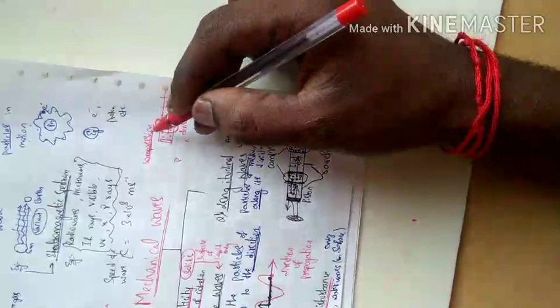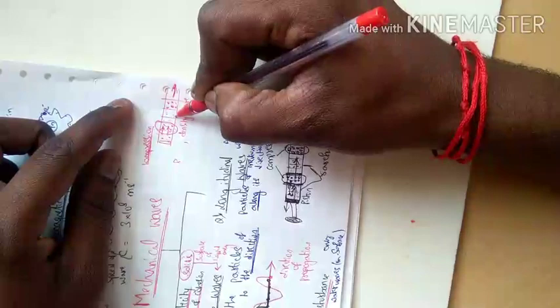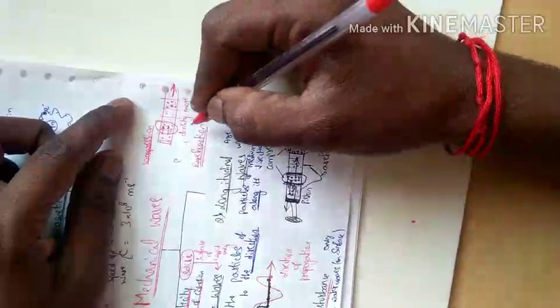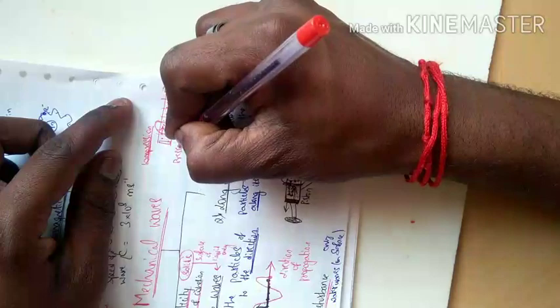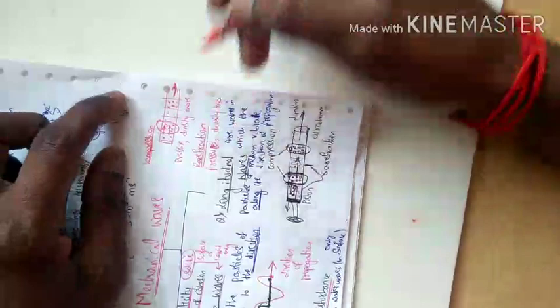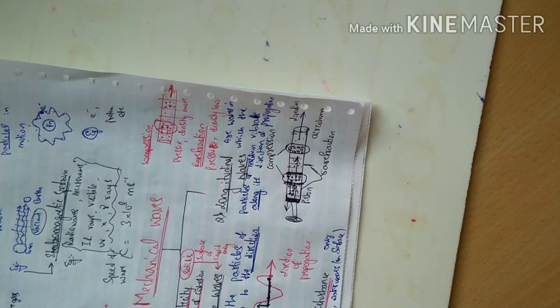See, in this area there are very few molecules, and that we call rarefaction. Here, with very few molecules, the density will be low, and the pressure is also low. Pressure and density are low, and that is called rarefaction. The above one is compression and the below one is rarefaction. Understood or not?